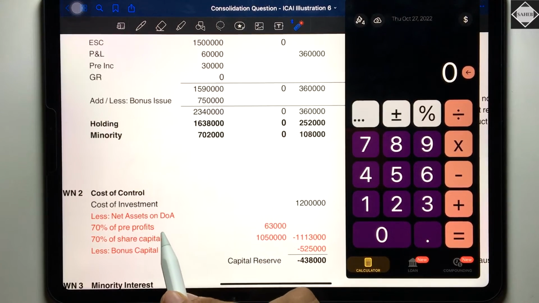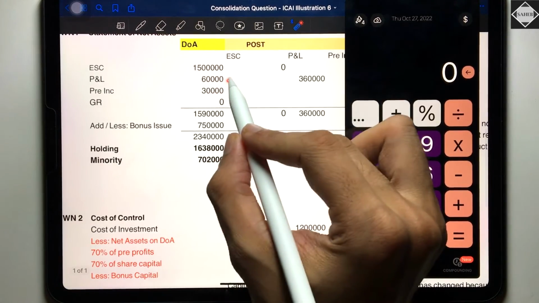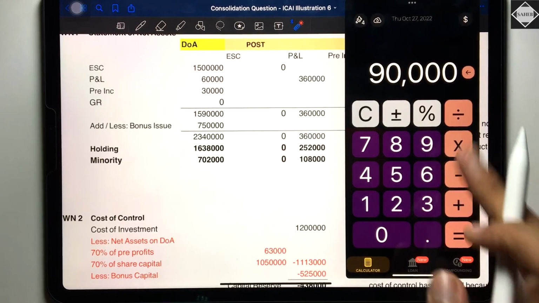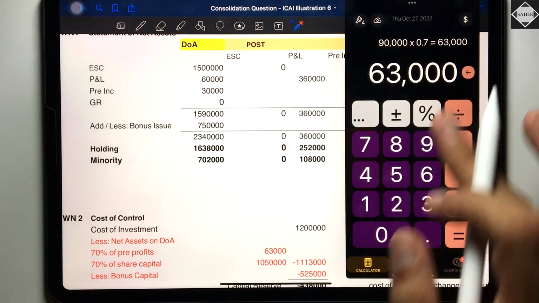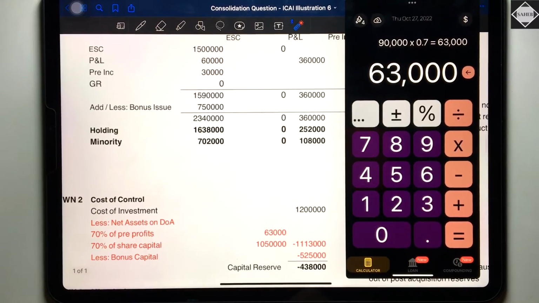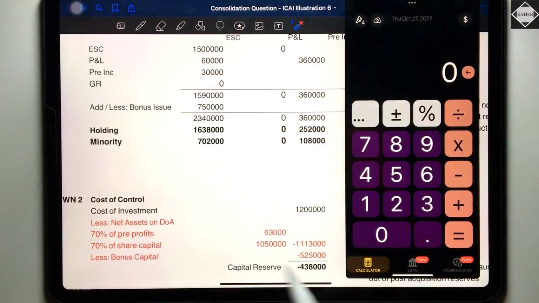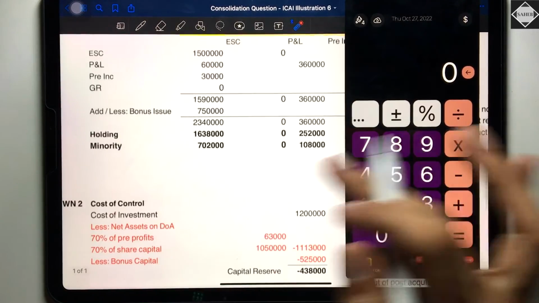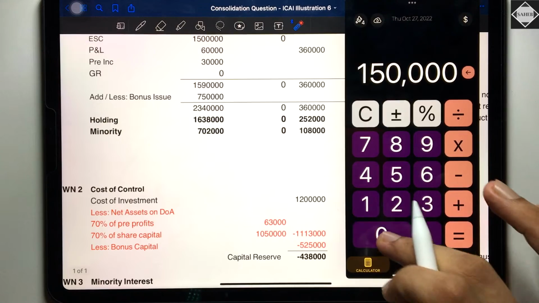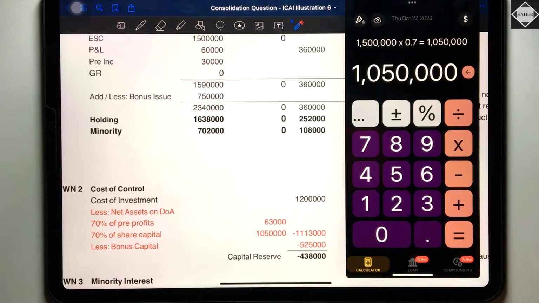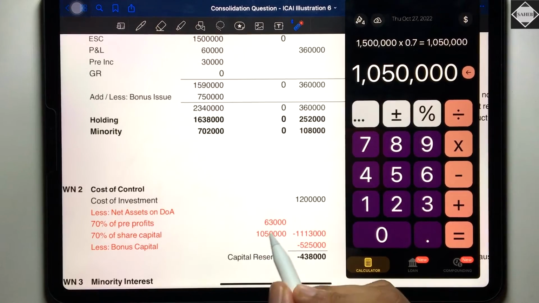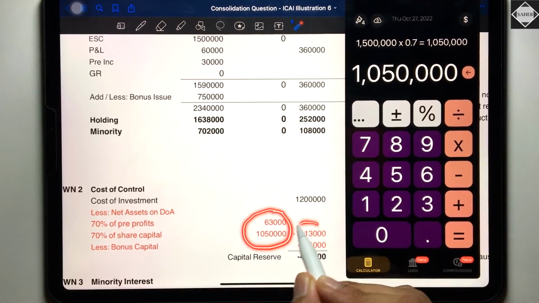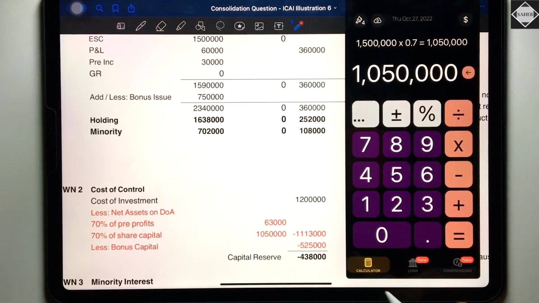70% of pre-profits means you take the 60,000 and 30,000, that's equal to 90,000 in total. So 90,000 into 0.7, that's equal to 63,000. Clear? And how did I get the share capital? Simple. Share capital means 15 lakh into 70%. 15 lakh into 0.7, that's equal to 10 lakh 50,000. So in total, this is 11 lakh 13,000, right?